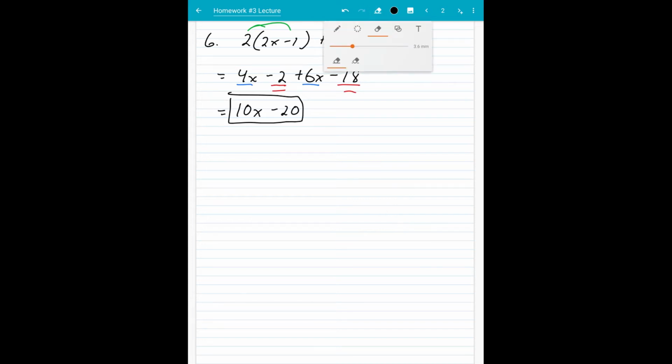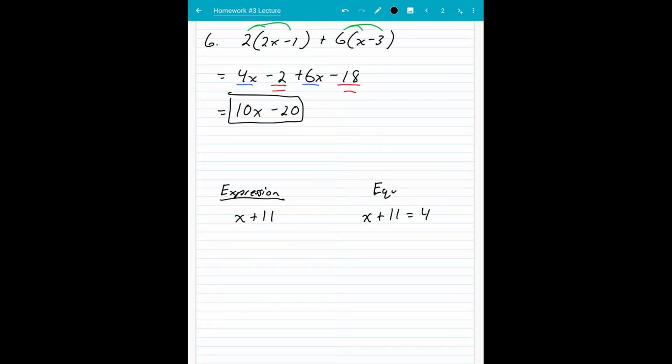Now, when we have an expression, say I have something like x plus 11. This is called an expression, as we've gone over. It's just a set of terms and numbers put together by pluses, minus, multiplication, exponents, whatever it is. And then say I have something like x plus 11 equals 4. This now becomes an equation.